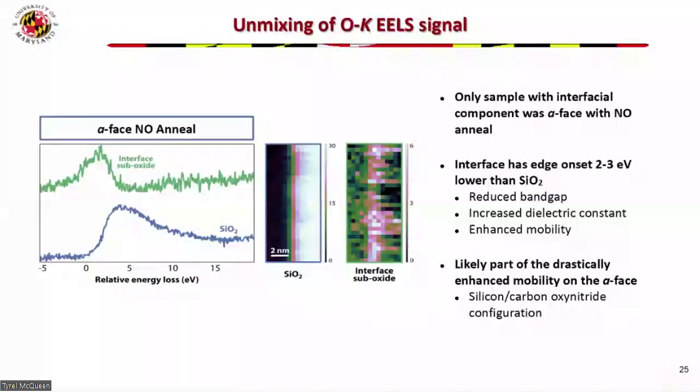For the oxygen K edge, we only saw an effect at the interface for the sample that was deposited on the A phase, and the sample that was annealed in nitric oxide. So we have this interface oxide. When we map it out, it is right at the interface, and this is just what the silicon dioxide, the oxide, would be. So for some reason, only the A phase showed that behavior.